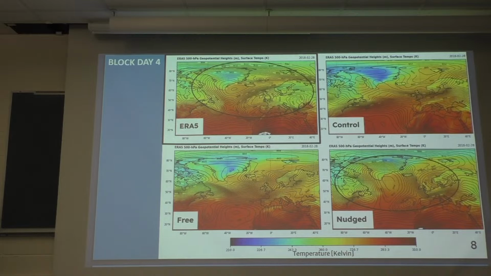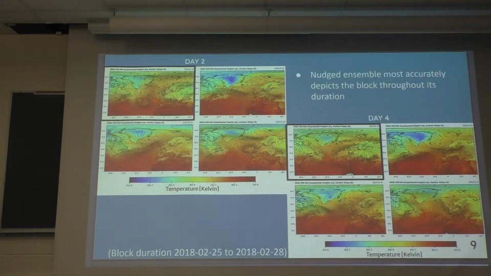However, the nudge data does not really accurately capture the development of this omega block pattern into more of the Rex block pattern, where this high pressure ridge overturns over that trough on the east. However, it is still definitely more accurate than the other ensembles. So yeah, while not perfect in any sense, it's pretty clear that the nudge ensemble most accurately depicted this block throughout its duration.